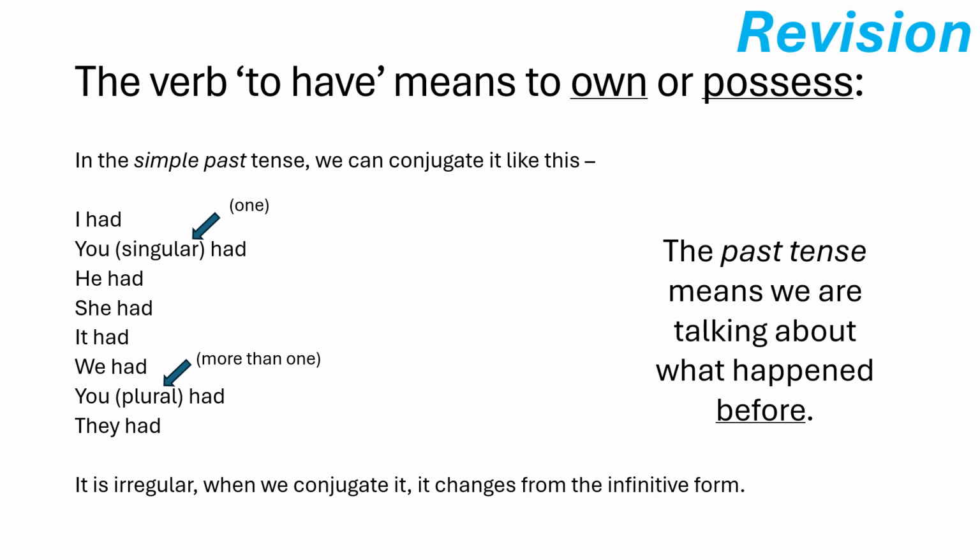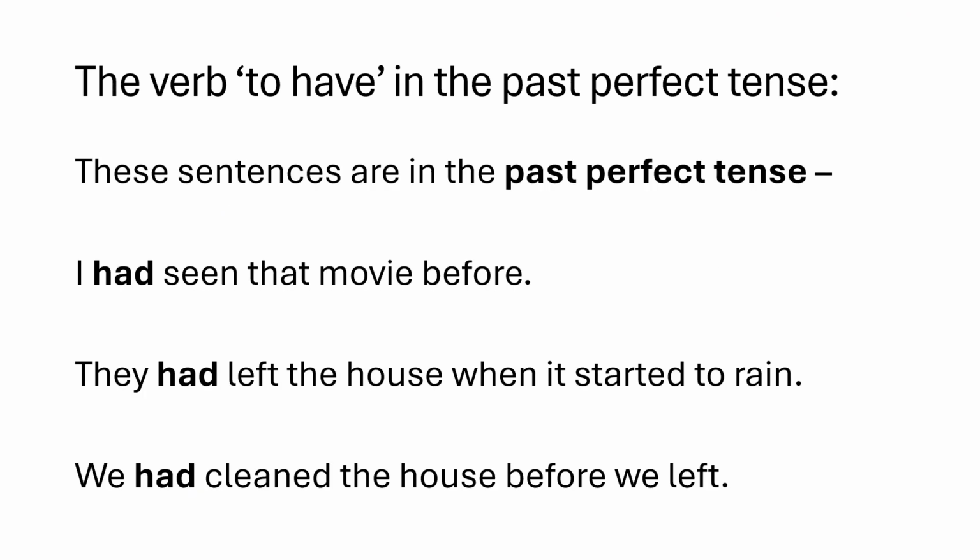The verb to have is usually transitive, so it takes a direct object to complete its meaning. Notice that the verb to have is irregular, so when we conjugate it, it changes from the infinitive form. These sentences are in the past perfect tense.